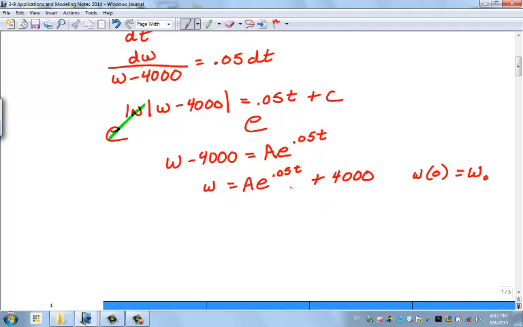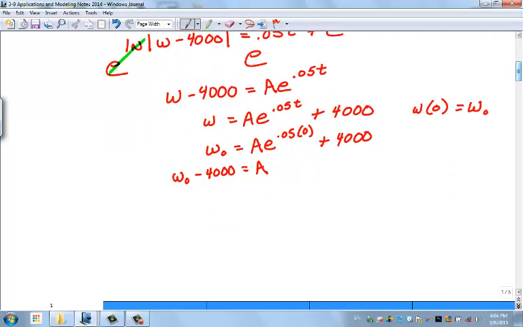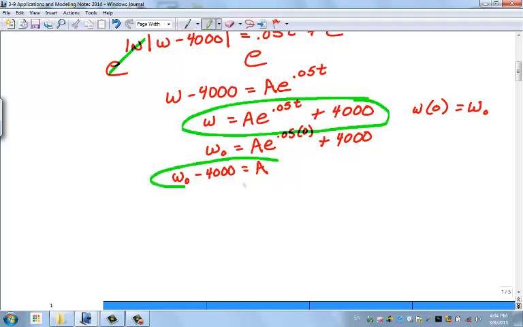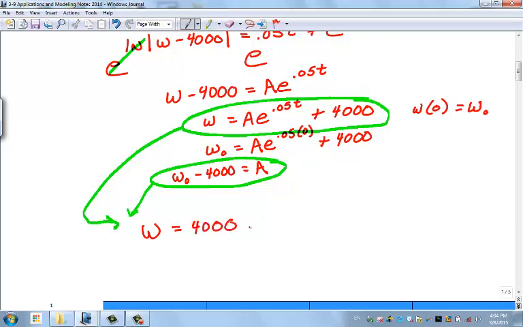So when we plug these in, we put 0 in for t, W sub 0 in for W. So we get W sub 0 is equal to A e to the 0.05 times 0 plus 4,000. But e to the 0.05 times 0 is 1, so that just becomes an A. Subtract 4,000 from both sides, and we've solved for A. W sub 0 minus 4,000 will always equal A. Alright, so now we can plug that into our solution that we obtained up above, right? So we have this solution, and then we also have what we have found A to be. We'll come down here, plug both of these in, and we get the following for our solution to the differential equation. W equals 4,000 plus W sub 0 minus 4,000.